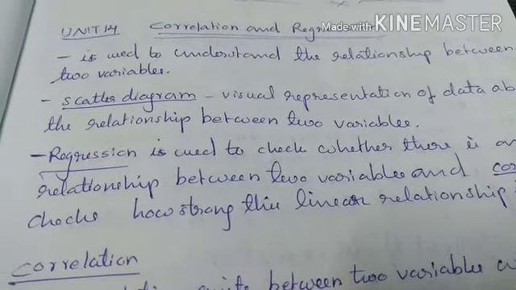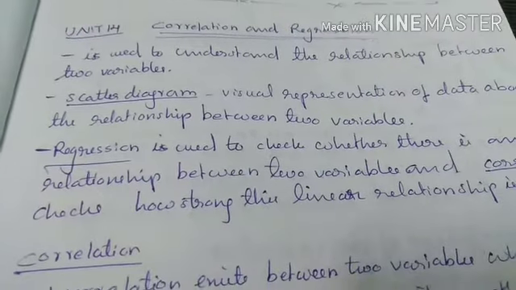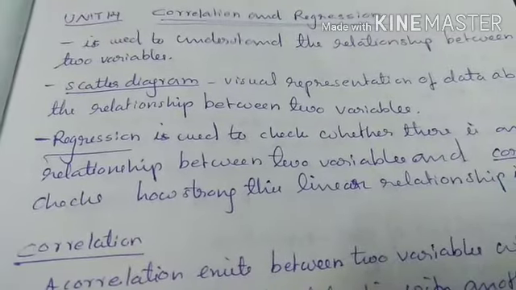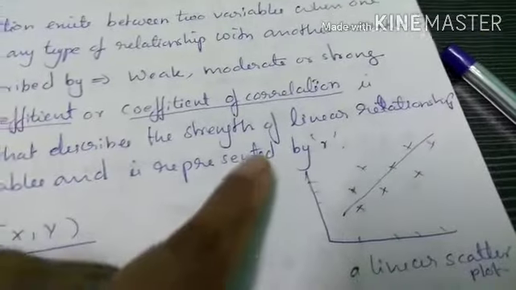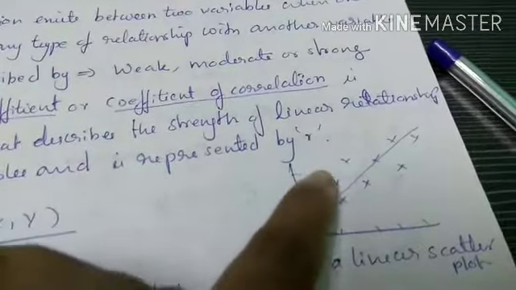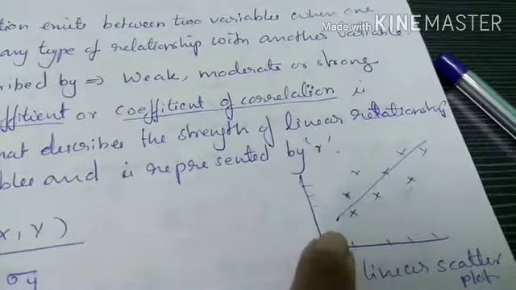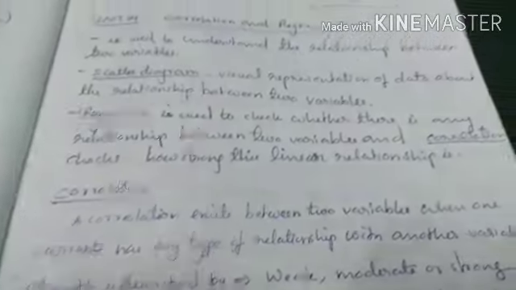So we can start with correlation and regression. This is used to understand the relationship between two variables, say x and y. A scatter diagram is the visual representation of data about the relationship between two variables. For example, this is a scatter diagram. If we plot between x and y, we get data as these points. So this is a scatter diagram, which gives the relationship between two variables.